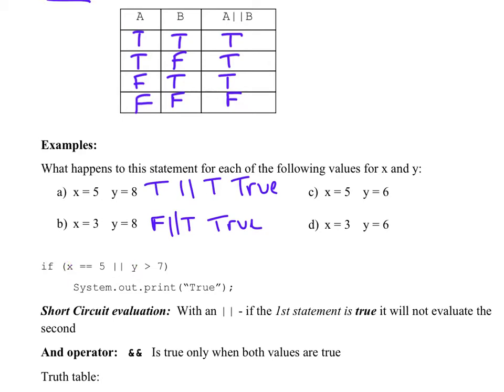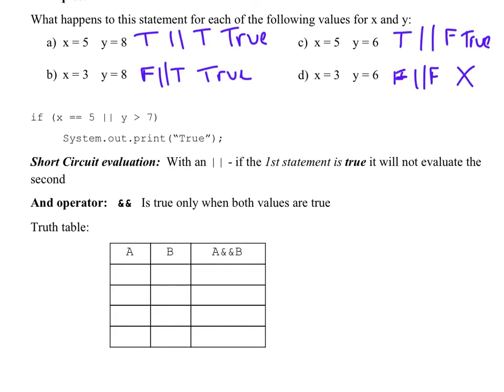So x is 5. Again, I'm going to just do it over here. So we put 5 in there, or 6 is greater than 7. That's false. So this would also output true. This one here, x is 3, so that's false, or false, because y is 6, and that's also false. So this one would not output anything. Okay, so that's how it works.